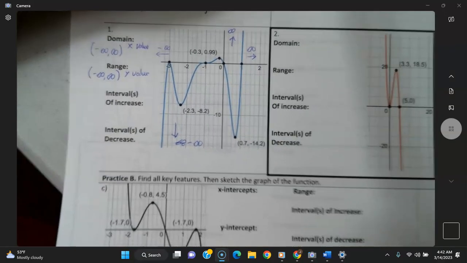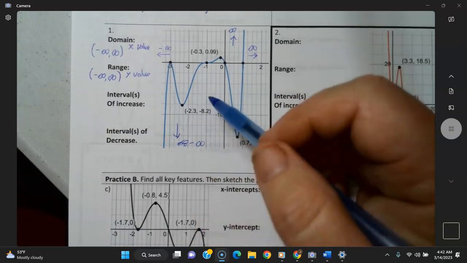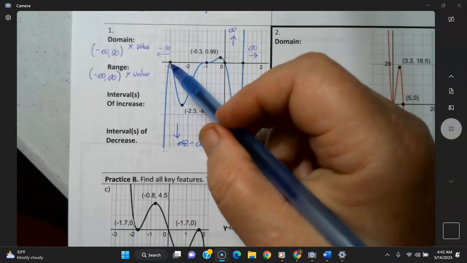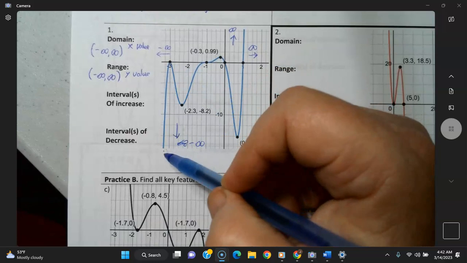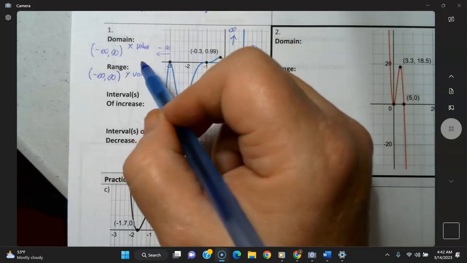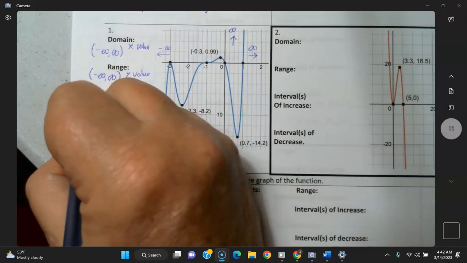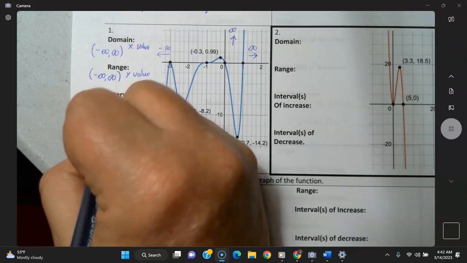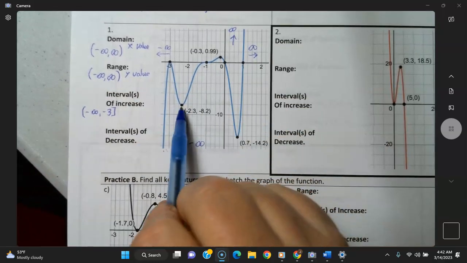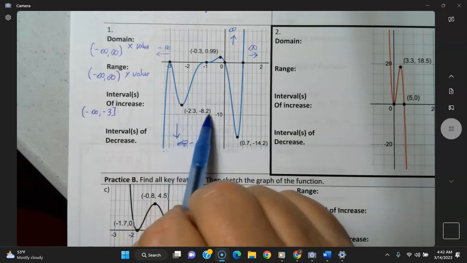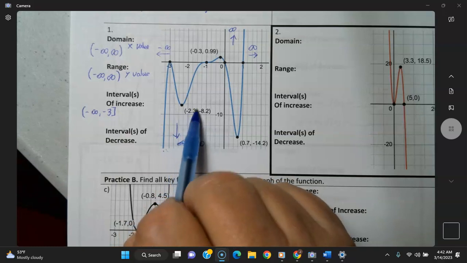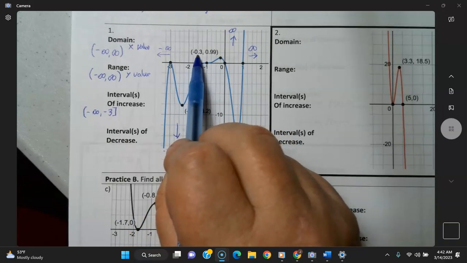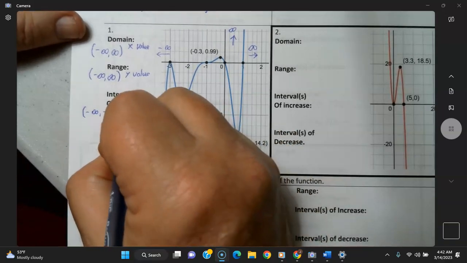All right, intervals of increase. Where is it going up? It's going up from the very beginning all the way until it gets to, remember, you only want x values for intervals of increase and decrease, so from -infinity to the left up to -3. It includes -3, so it's a square bracket. Then here's another one. This coordinate is -2.3, -8.2, but we're only interested in the x coordinate. So it's -2.3, and it continues up until it gets to that point, which is -0.3. And it includes both of those points.